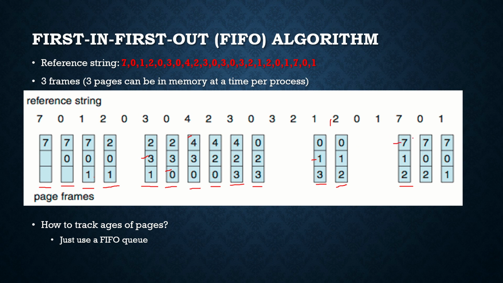Next 0 is entering again, and it is not there, so again a page fault here. Okay. Now which to replace? 7 entered just now, 1 entered from here, and 2 entered here. So 1 will be replaced with 0. Okay. Finally the last one, 1, is entering. It is not there in the memory, so a page fault. Among 7 0 2, 7 entered here, 0 also entered just now, recently entered in the memory, and 2 has been there from here. So it is going to replace 2 with 1.